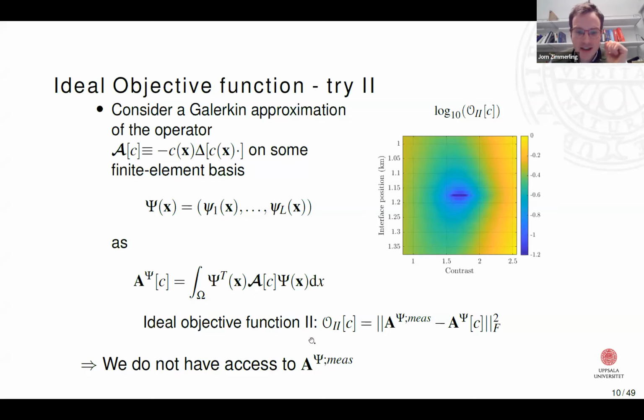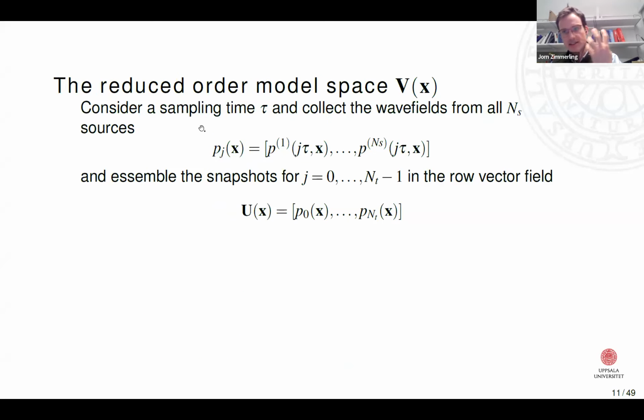We actually have access to something that is very close to a finite element discretization of this operator, and that is a reduced order model of this operator. And that's what I want to introduce now. So assume there's a reduced order model space that I'm calling V of X. And this reduced order model space will be orthogonalized snapshot space.